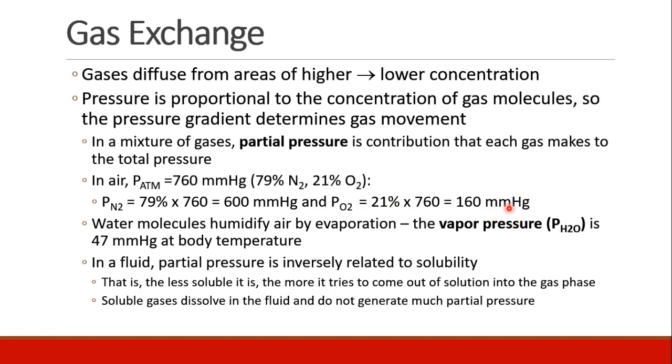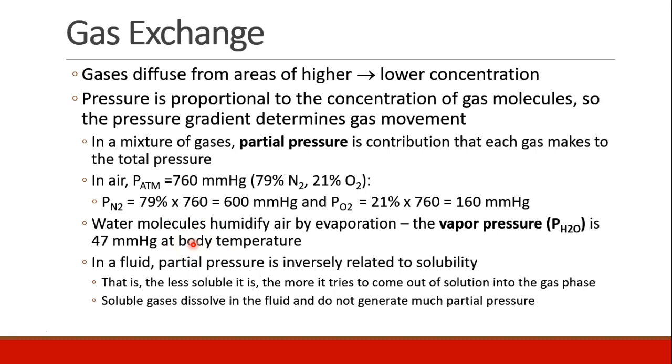Now, just to make this a tiny bit more complicated, water molecules humidify the air by evaporation, and the vapor pressure, or the partial pressure of water vapor, is 47 millimeters of mercury at body temperature. And we know that the nose and the mouth humidify air to approximately 100% humidity. So we need to correct for the vapor pressure of water, and we'll see that crop up a little bit later on in some of our calculations.